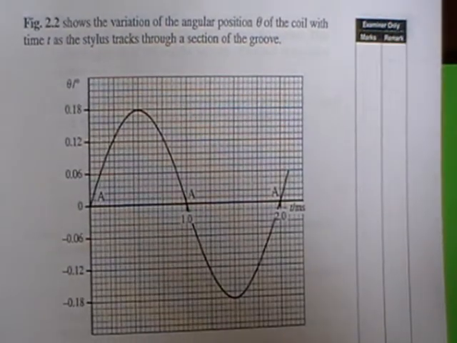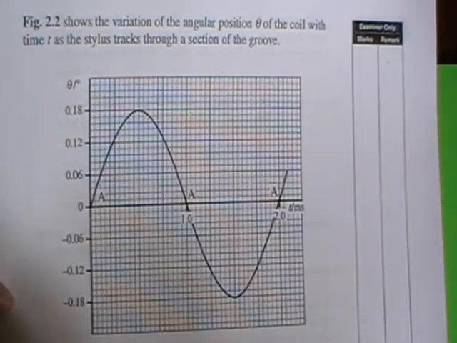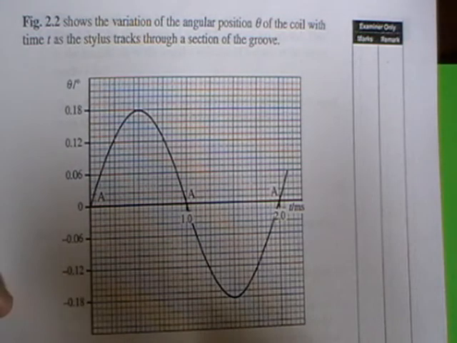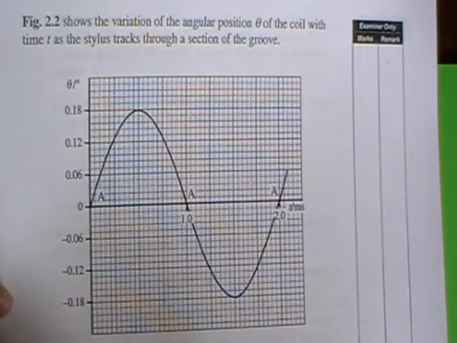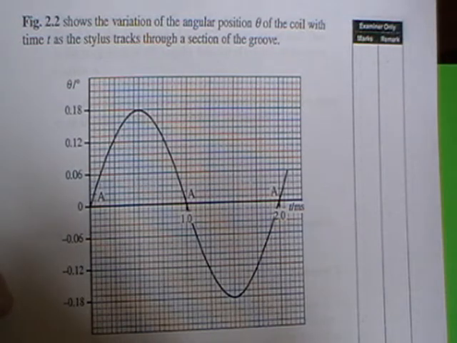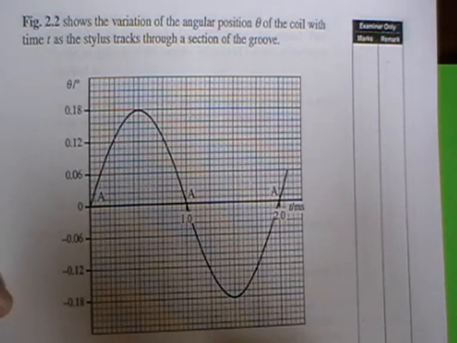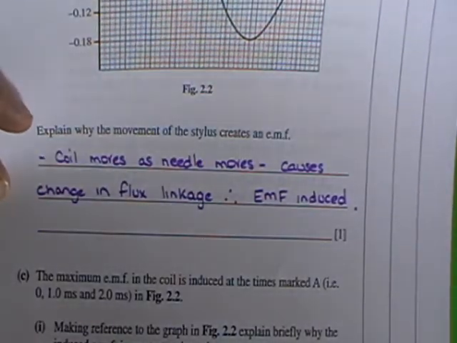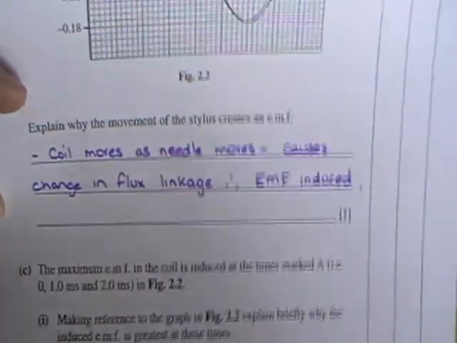Explain why the movement of the stylus creates an EMF. So you're going to explain that the coil moves as the needle moves. That causes a change in flux linkage, and therefore an EMF is induced. So the coil moves as the needle moves. This causes a change in the flux linkage and an EMF is induced.